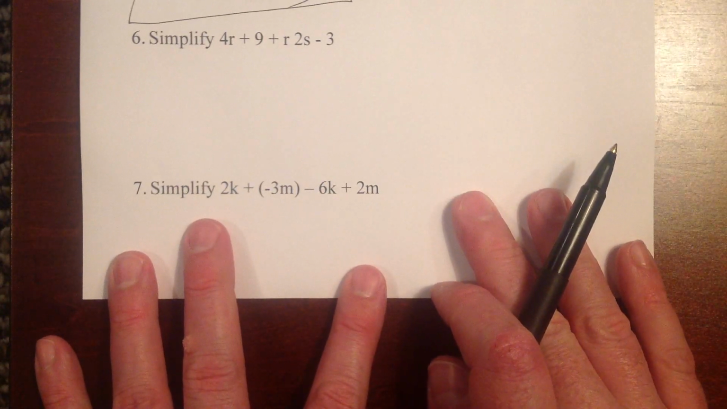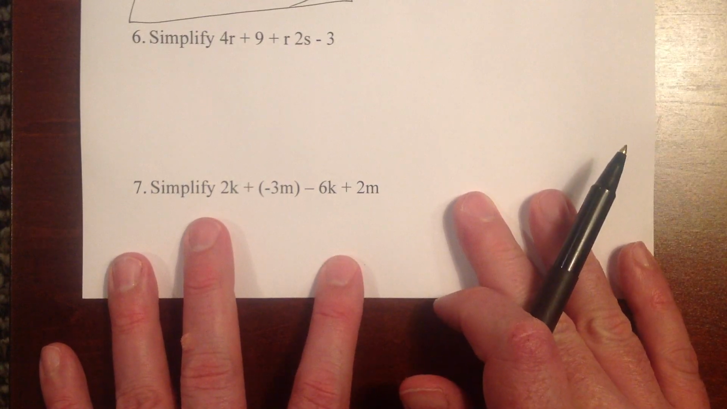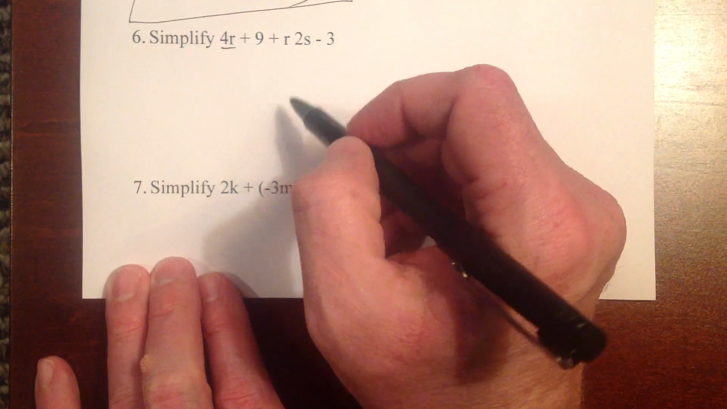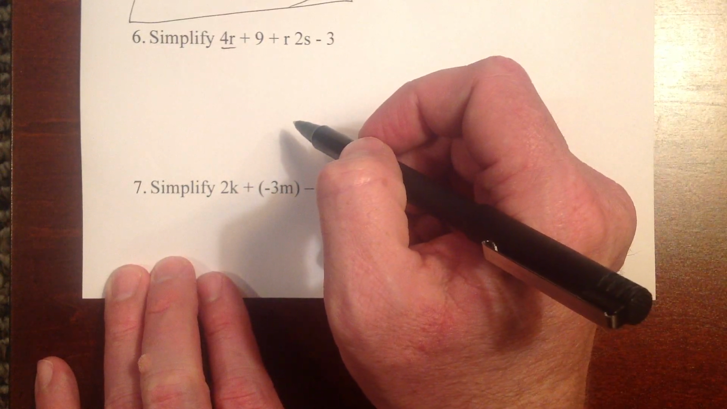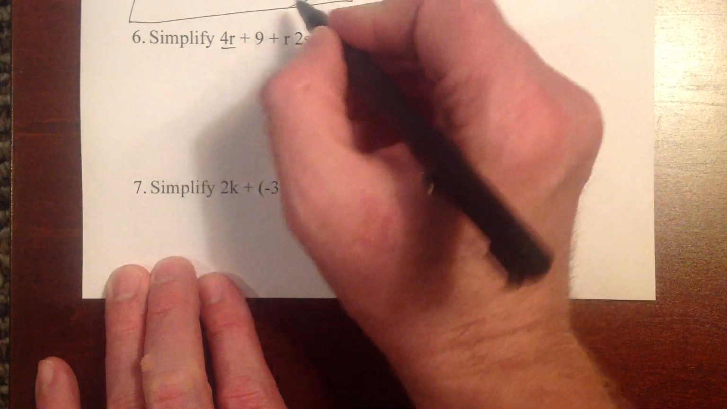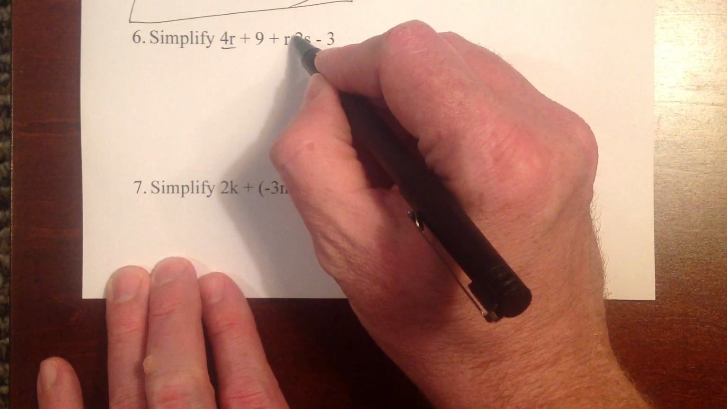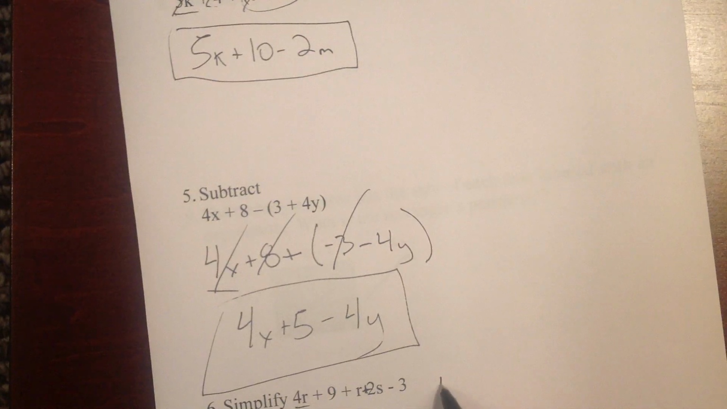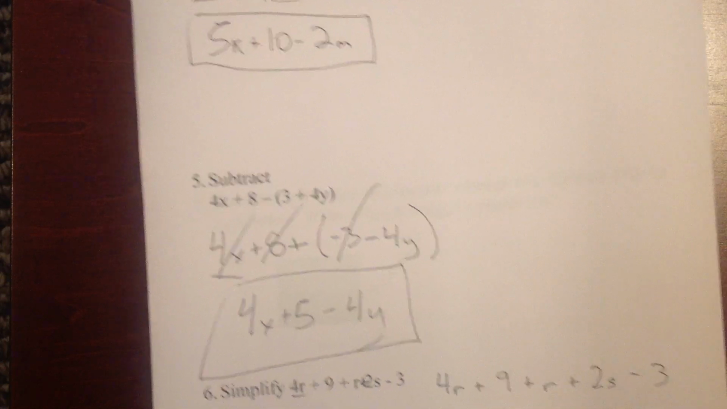Now we have simplify. These are some of the ones we had from last week. What can I combine 4r with? Oops, looks like I got a typo here. This should be a plus. This should be a plus. So let's rewrite this guy to make sure we can see it. 4r plus 9 plus r plus 2s minus 3. Let's just start from there.